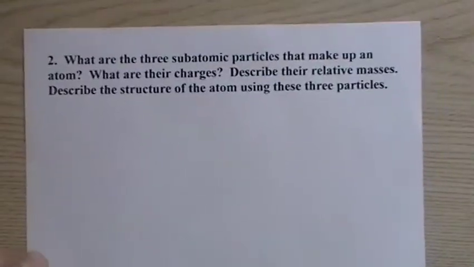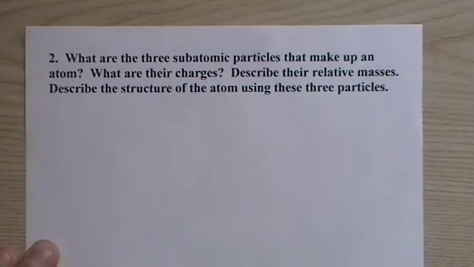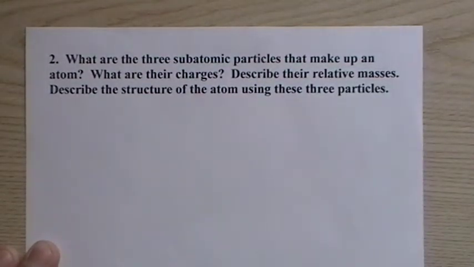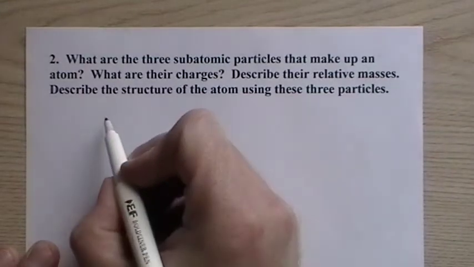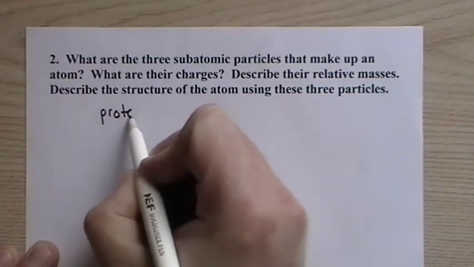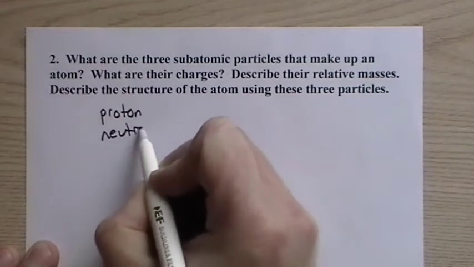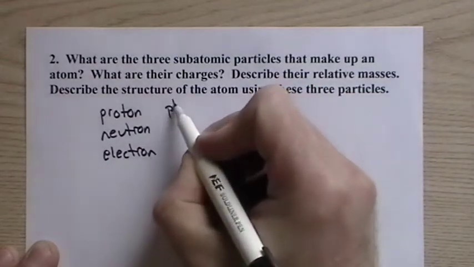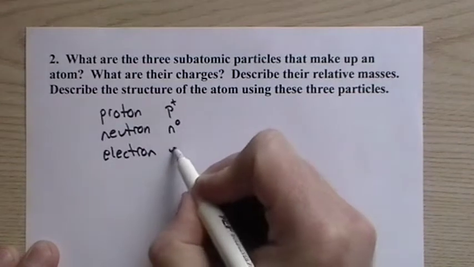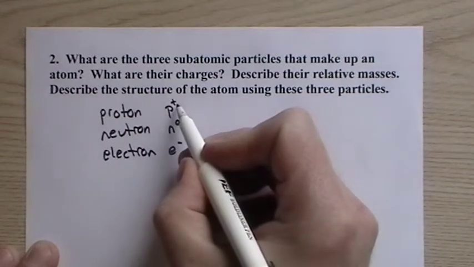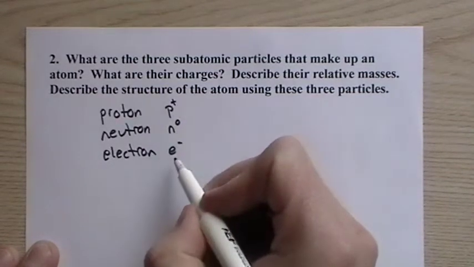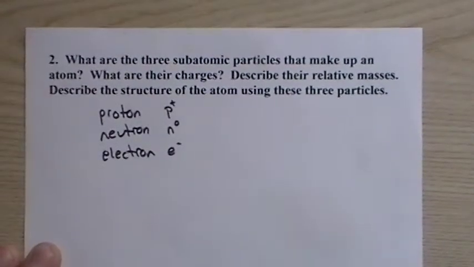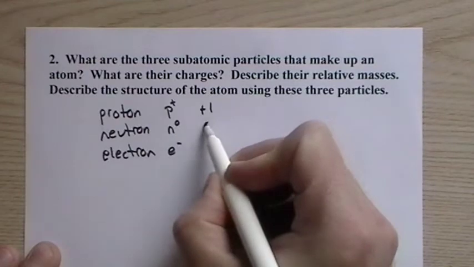All right, 2. What are the 3 subatomic particles that make up an atom? What are their charges? Describe the relative masses. Describe the structure of the atom using these particles. So we have the proton, the neutron, and the electron. And I should point out that we abbreviate them in this way: P with a superscript plus, N with a superscript 0, and E with a superscript minus sign. Their charges are +1, 0, and -1.